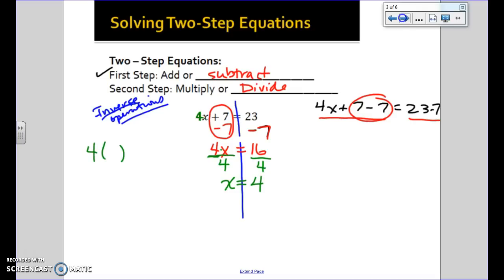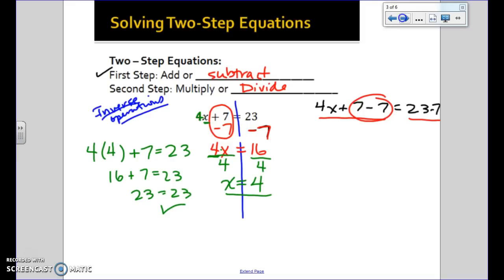Of course, checking your solution would be like this. I put those empty parentheses in where the variable used to be. If I think the answer is 4, let's put a 4 in there. 16 plus 7 equals 23, or 23 equals 23. That's good. It's balanced, so I know that that is actually the solution.